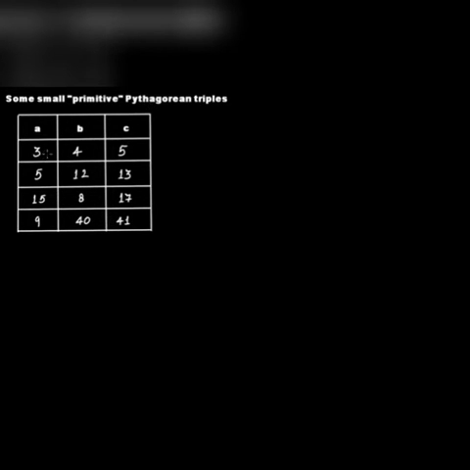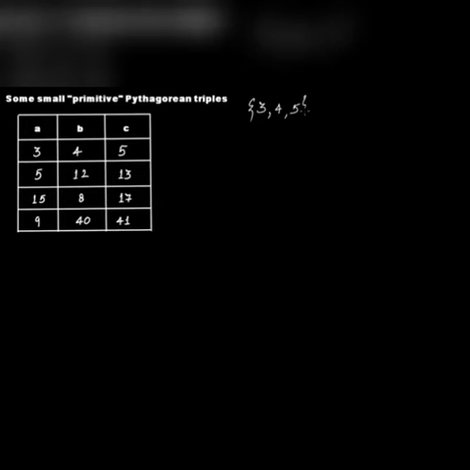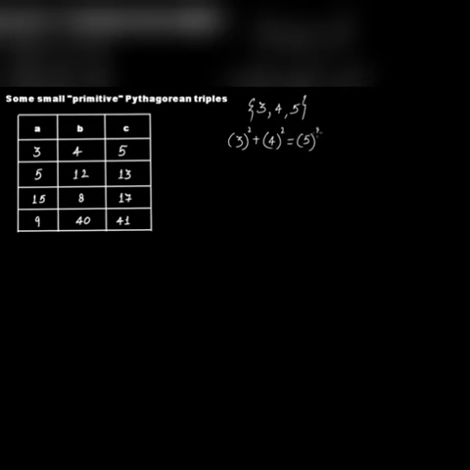It means if you take this one, 3, 4, 5, then 3 squared plus 4 squared should be equal to 5 squared. If you solve it, you get 9 plus 16 should be equal to 25. That is, 25 is equal to 25. Yes, it is a Pythagorean triple.